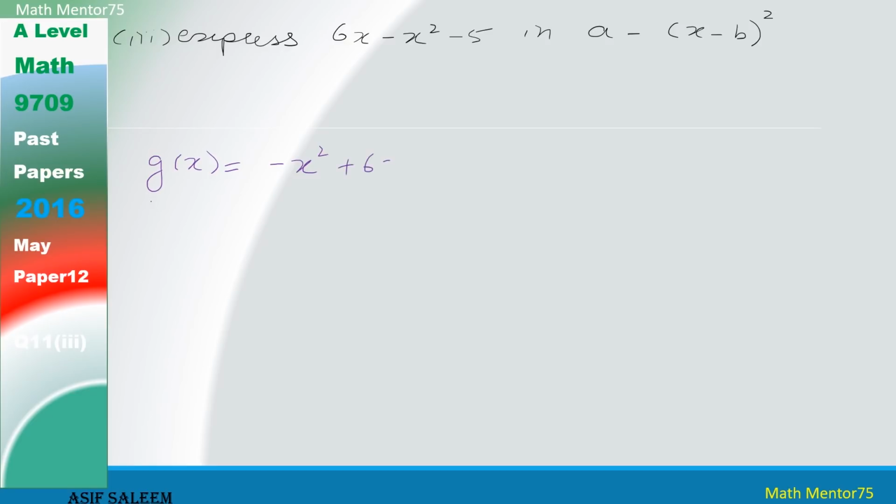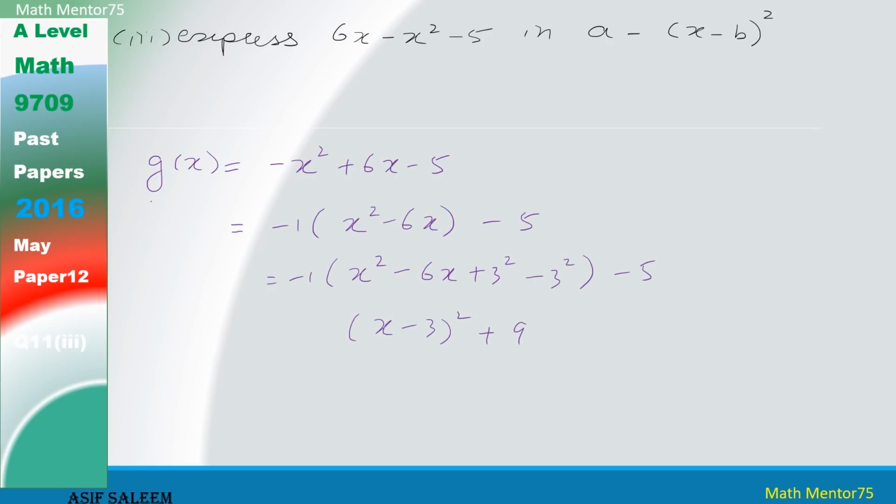plus 6x minus 5. Write in descending powers, then take minus 1 common, so that the coefficient of x square is plus 1. Then what is the coefficient of x? It is 6. Make half of it, add square, then subtract square. As a result, we have a perfect square.